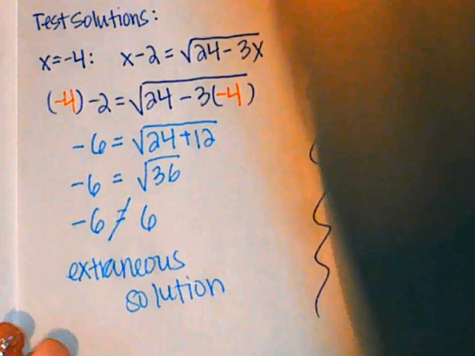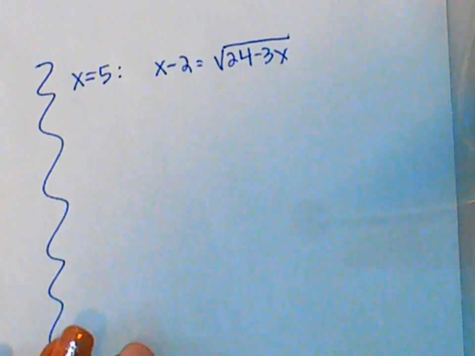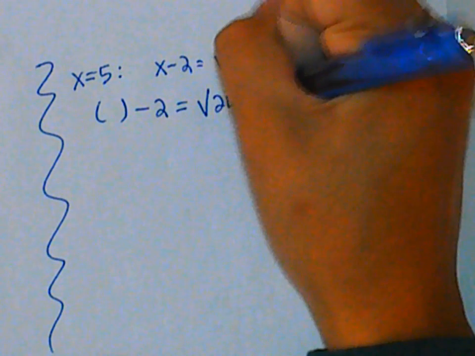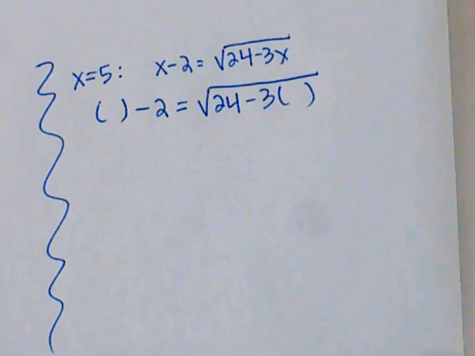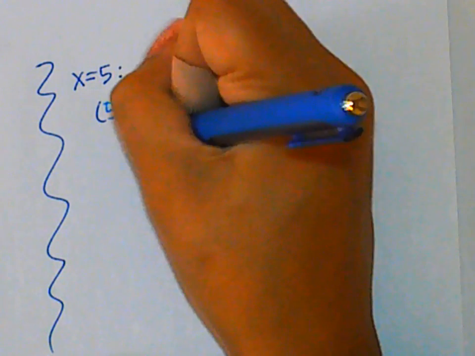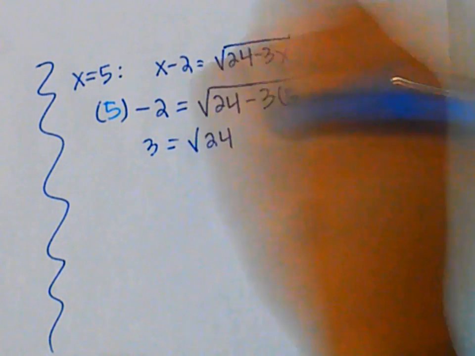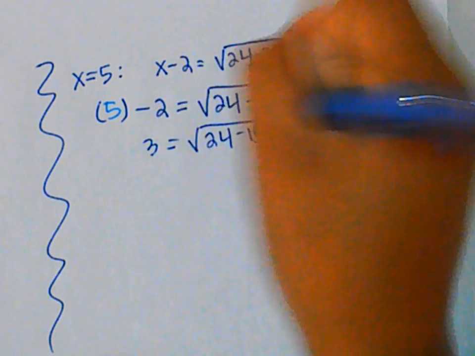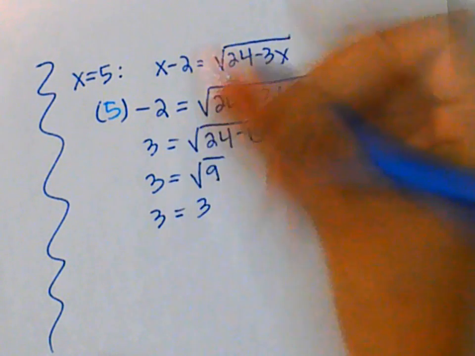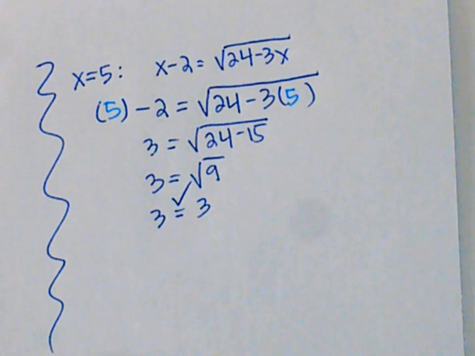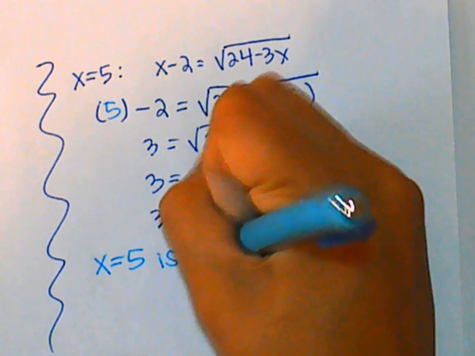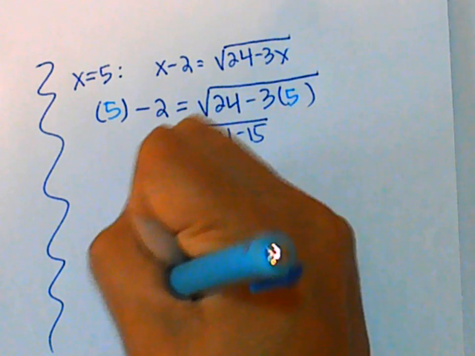We're going to now check for the 5 and hope that we have better luck. So x minus 2 is equal to the square root of 24 minus 3 times x. Plug in 5 and 5. 5 minus 2 is 3. Okay, so 24 minus 15. 24 minus 15 is 9. The square root of 9 is 3. Since 3 is equal to 3, x is equal to 5 is our only real solution.